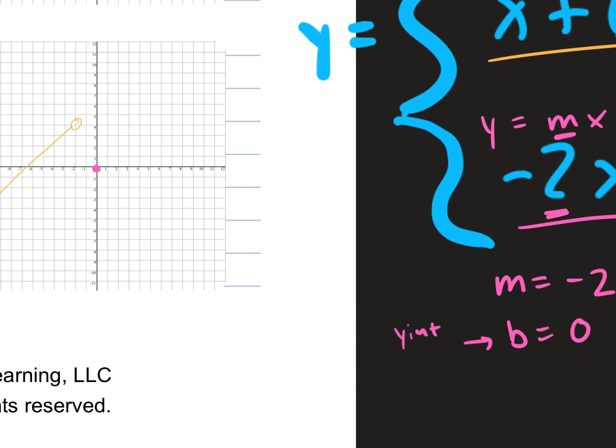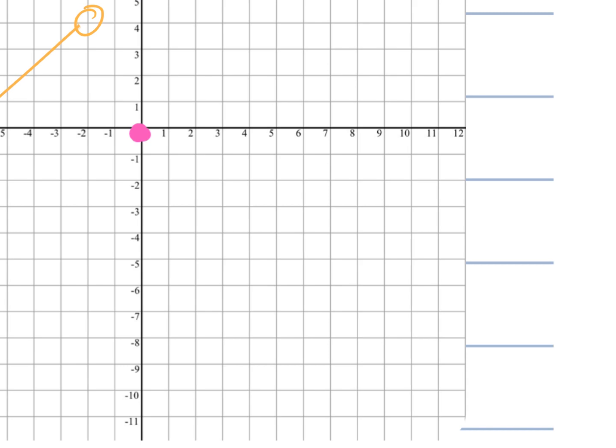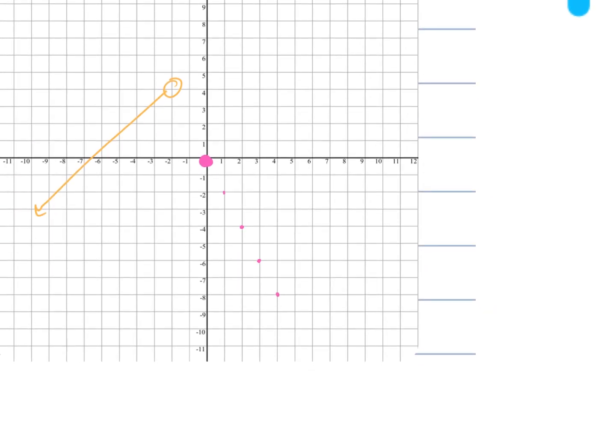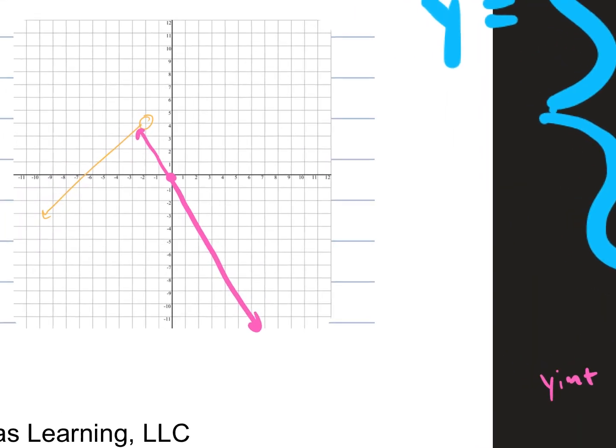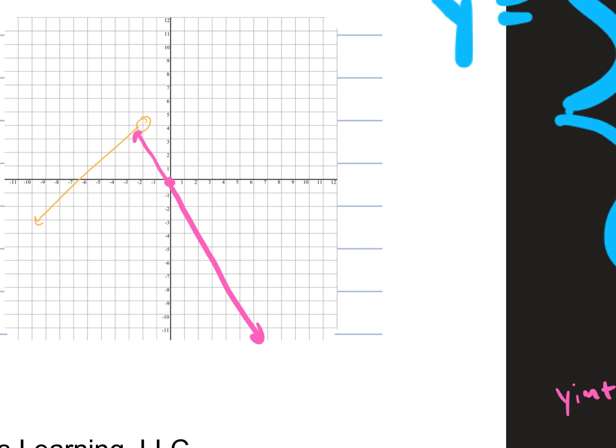How do I show the slope of negative 2? Go down 2 to the right 1. Down 2 to the right 1. I'm going to draw a full line first. Now it says x is greater than or equal to negative 2. So I'm going to put a wall at negative 2. X is greater than, so which side am I keeping? The right side of this wall or the left? The right side, so I erase everything to the left.